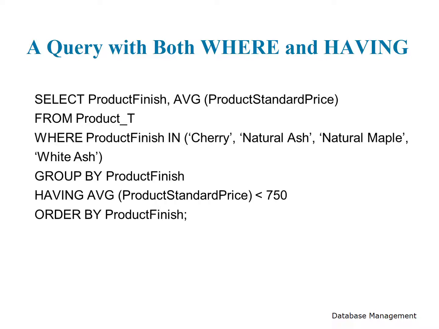First, the where clause restricts us to only products with certain types of product finish. Then they are grouped by product finish and the average price is calculated for each group. Only the groups with average price less than $750 are included in the final result via the HAVING clause. After all this is done, they are ordered alphabetically by product finish. So the where clause operated to restrict the number of rows, and then the HAVING clause was used to restrict the number of groups.